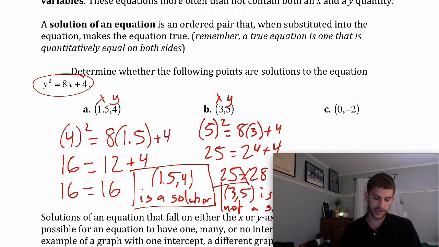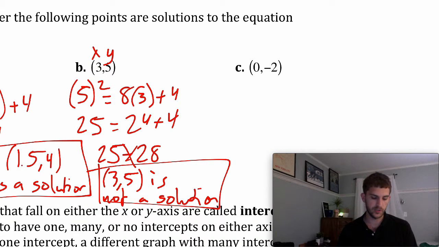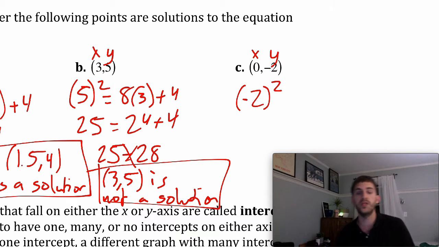Pause the video and try that last one on your own, please. 0, -2. Okay, you paused it, right? You're not lying to me. So 0, -2. This is our x value, this is our y value. Plug in the y value on the left side. This is where we really start needing to plug it into parentheses.